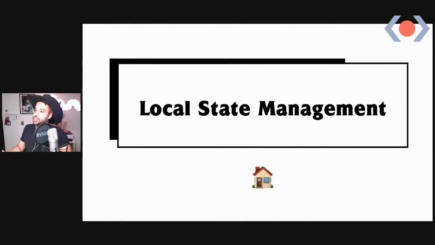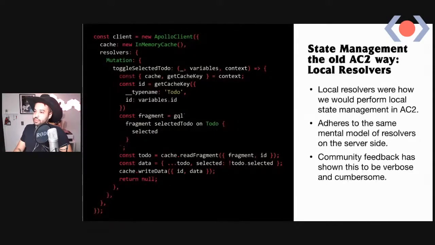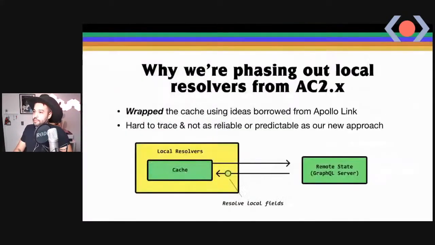So now let's talk about local state management. And this is my personal favorite improvement from this new release. If you were to look at our docs on local resolvers, the old AC2 way to perform local state management, I think you might find that the API is a little bit verbose. And this is actually what we've heard based on feedback from the community. While it was generally liked that local resolvers shared the same mental model of how we implement resolvers on the server side, it came at the cost of writing a little bit more code. So we wanted to improve that.